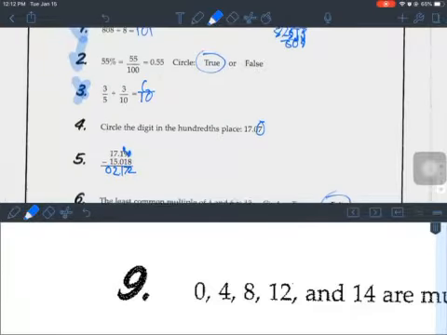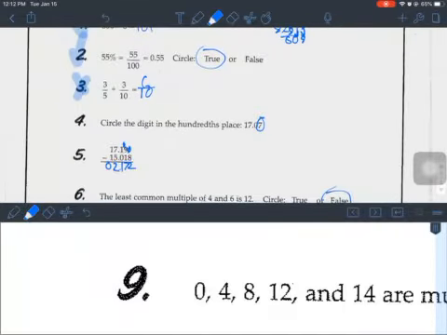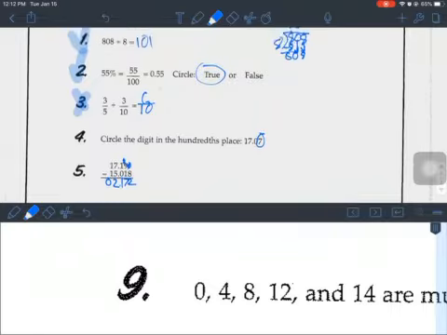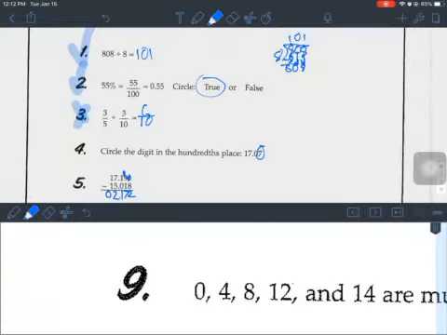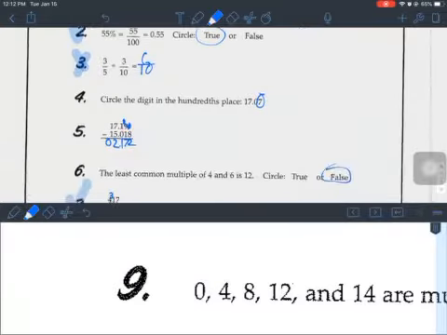What's your question? Which ones have we done? We've done 8, 7, 3, 2, 1. Brianna, what number? 6.